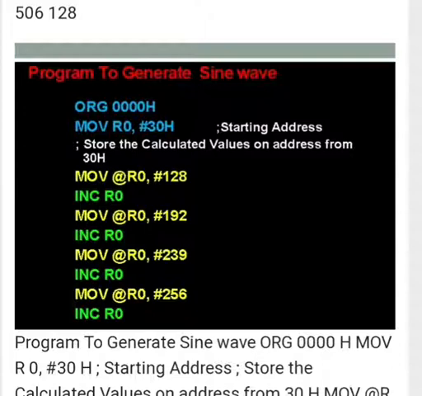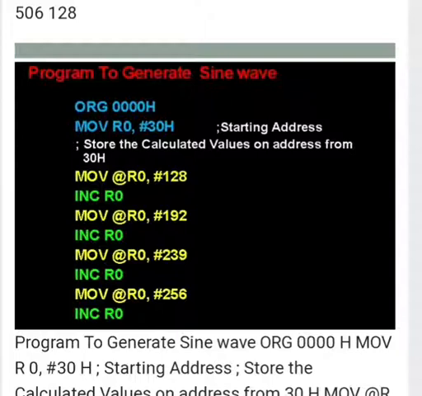So here also the starting address to store the calculated values is 30H. 30H is the starting address. It is used to store the calculated values from the address 30H.